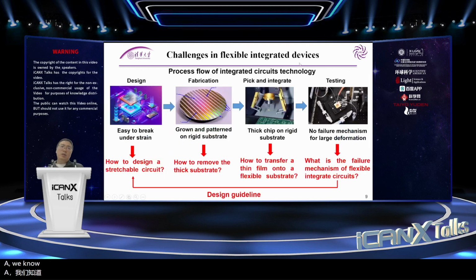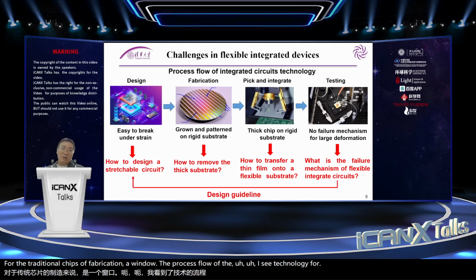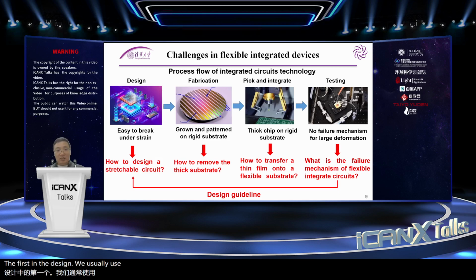But we know if we want to make the integrated device flexible and stretchable, there are many challenges. For example, for the traditional chip fabrication, we know the process flow of the IC technology. For example, the first is the design. We usually use the EDA software to design the IC. And then for the fabrication, we grow the thin films and we use lithography to etch the units. And then we use the package. And then finally we can get the chips. And then we also develop some testing technology for the reliability.